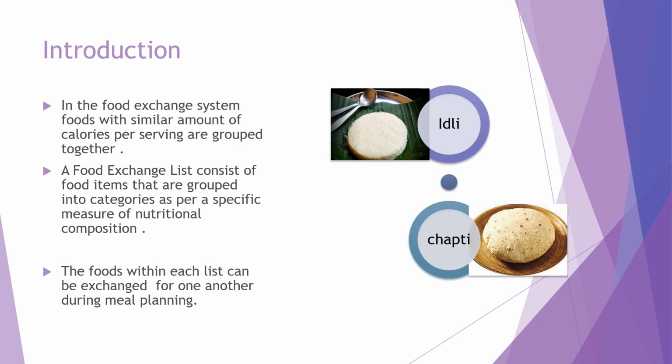So any food within a given list in the food exchange list can be substituted for any other in the list that provides approximately the same nutritive value. For similar nutritive value, the items of the list can be exchanged or substituted with one another.